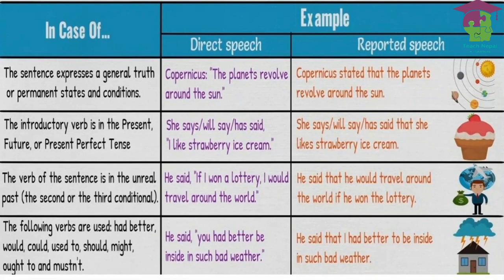Where there is an unreal tense, for example, he said if I won the lottery I would travel around the world. Next is the introductory verb: in the verb form, say, says, or verb 5, will plus verb 1, as have plus verb 3, right? In such cases we don't change the tense, only the pronoun and time adverbial are changed there.